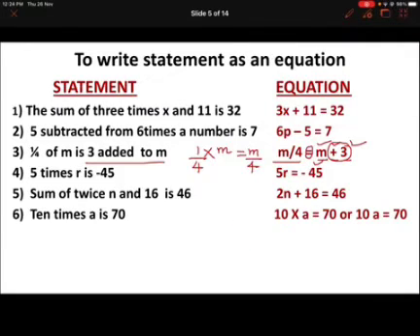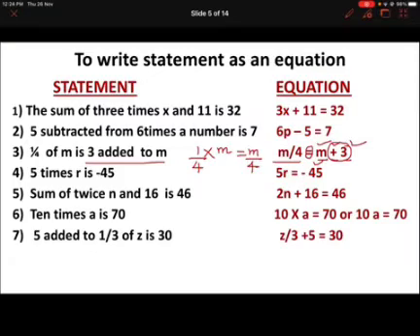So, the next equation is 5 added to 1/3 of z. 1/3 of z is z by 3. Just now we saw what it is here. 1/4 of m is m by 4. So 1/3 of z is z by 3. Okay. So 5 is added to z by 3, that is 1/3 of z, and the result is 30. Okay.